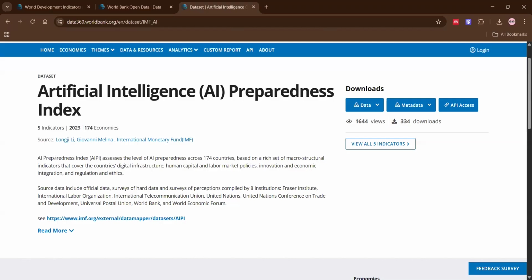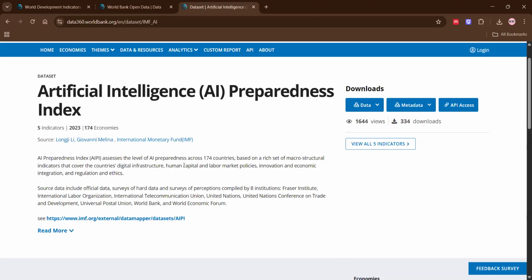It says the AI preparedness index assesses the level of AI preparedness across 174 countries, based on a rich set of macro-structural indicators that cover the country's digital infrastructure. So right now, I've even gotten a concept in my head from just seeing this data. That's how research is written. If you see data, the data itself can give you an idea or a concept to write on.